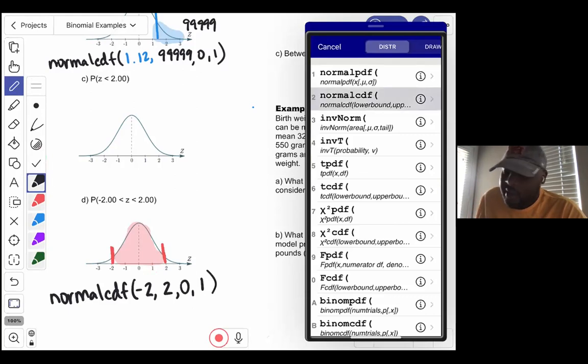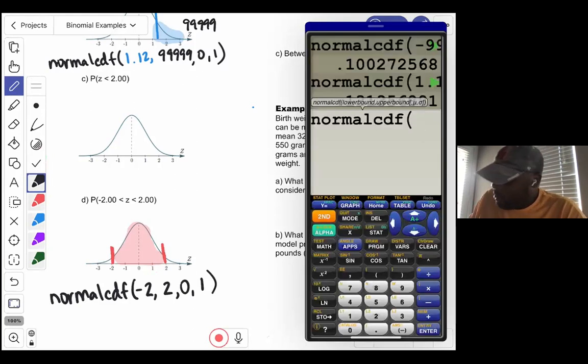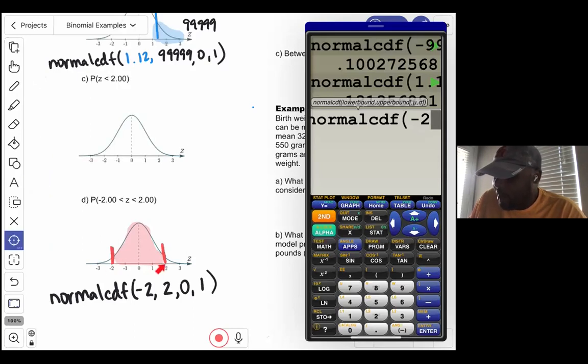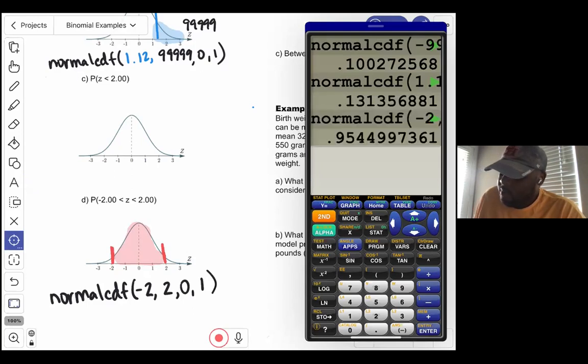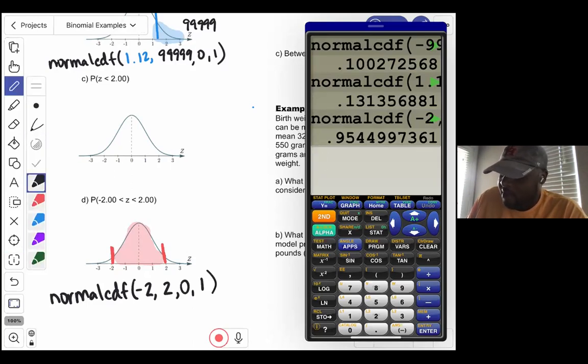So normal CDF again, lower bound -2. And notice this time I'm not using the 9s because I'm actually bounded by 2 solid numbers. So -2 to 2, 0, 1. And I get this. Look at the value I get. It's 0.954, which is about 95%.